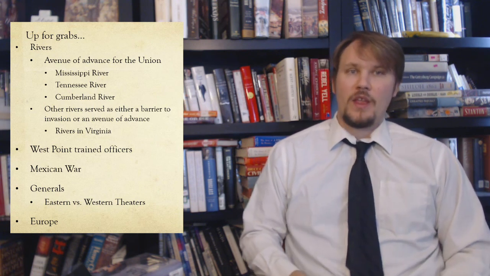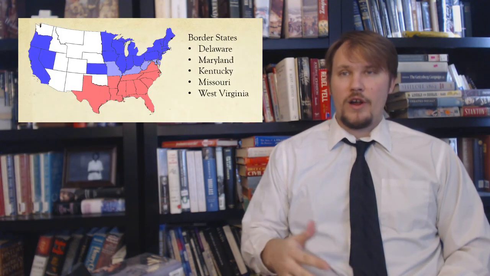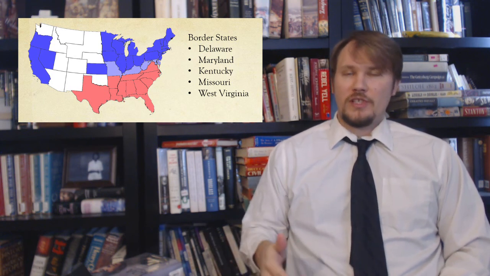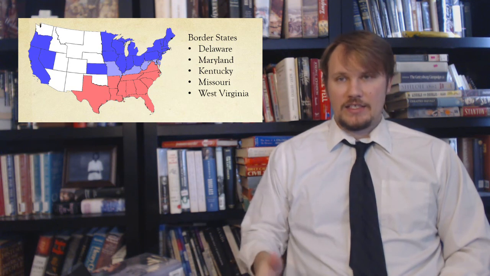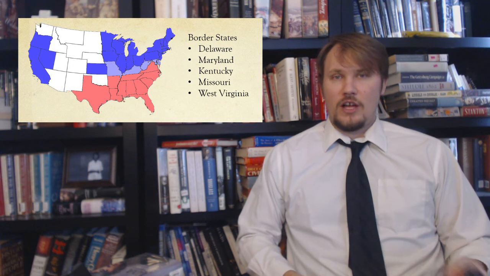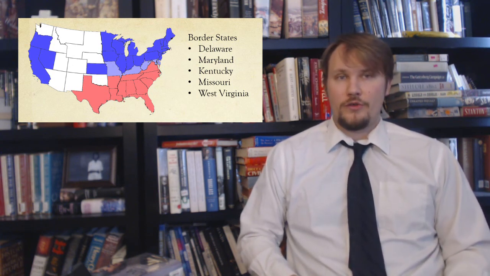Now, there was a big advantage that was up for grabs in 1861, and that was the border states of Delaware, Maryland, Kentucky, Missouri, and then West Virginia. Ultimately, they would remain in the Union, but there was no guarantee of this in 1861. These states had large populations, lots of resources, and important geographical positions that could tilt the war in either direction.